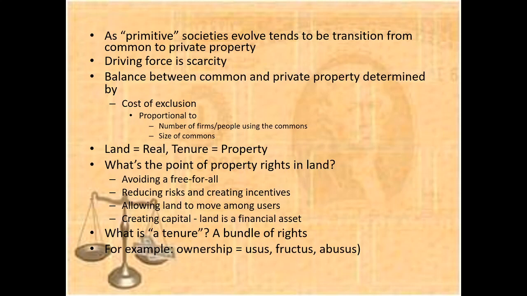Suppose, of avoiding a free for all. So why does somebody get land and somebody is not getting land? This question is a very pertinent one. So reducing the risk and creating incentives, or allowing land to move among users, creating capital. Land is a financial asset, etc.